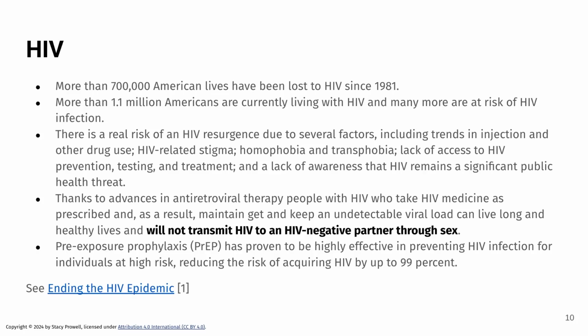Anyway, so more than 1.1 million Americans are currently living with HIV and many more at risk of infection. How do we combat that, right? This is a public health issue. And there's always a risk of resurgence in HIV. We don't want that. So it turns out we have these drugs, a series of drug therapies, antiretrovirals. We've gotten better and better at them over the years.